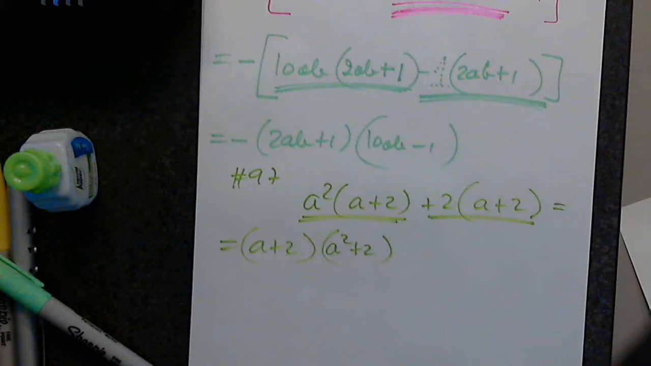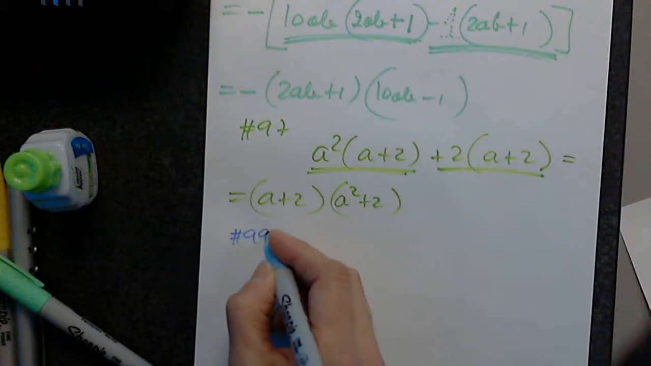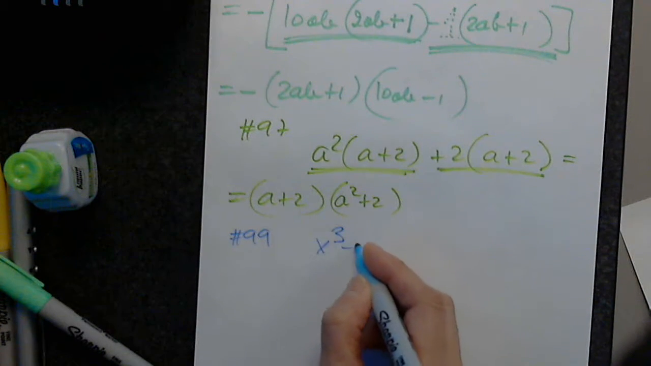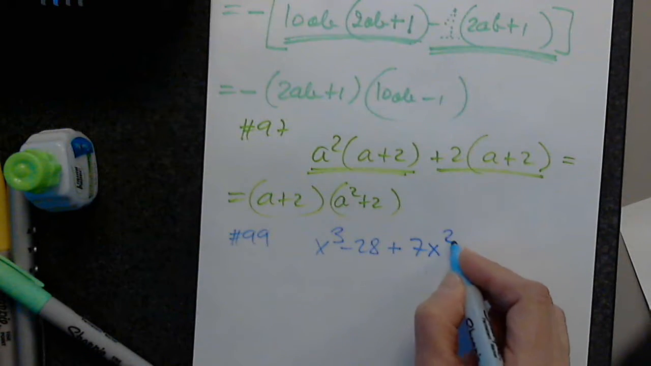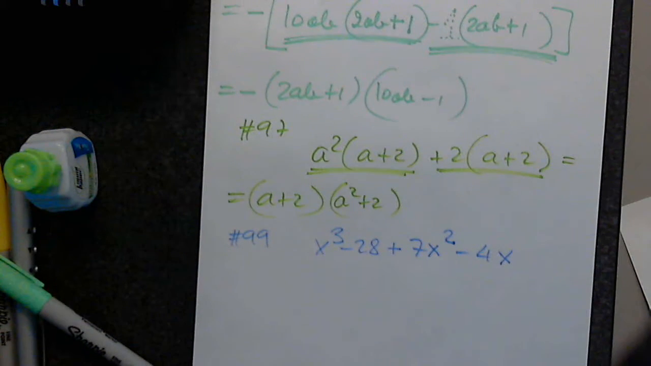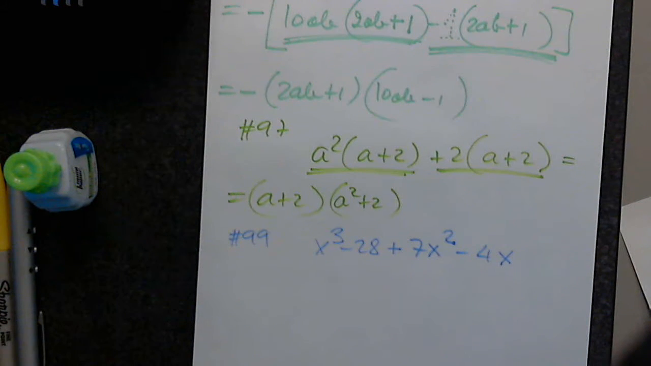Maybe 99. 99 it is. X to the third minus 28 plus 7x squared minus 4x. And after that, I would like to pick a few myself, if that's okay with you. Sure.